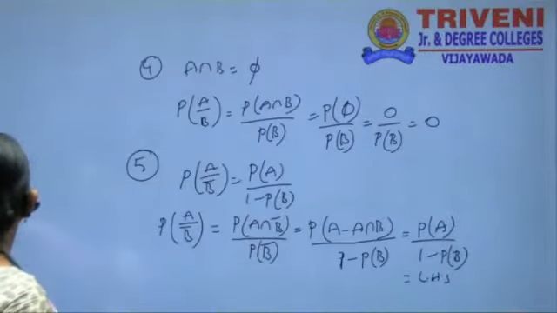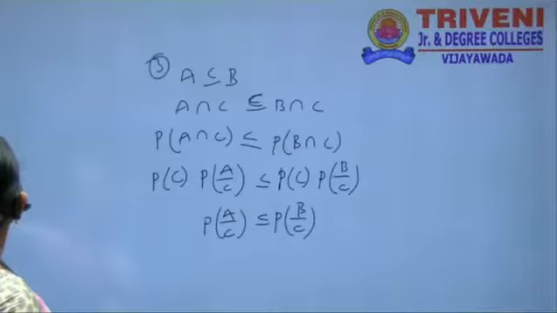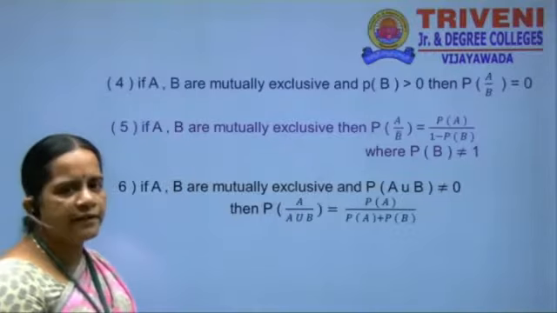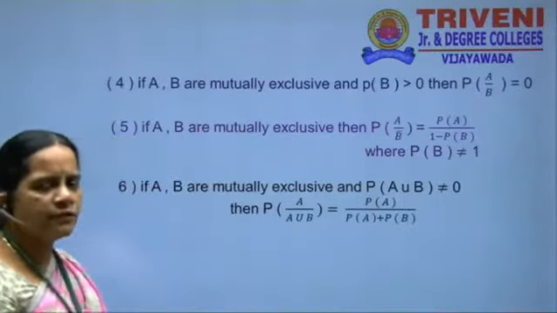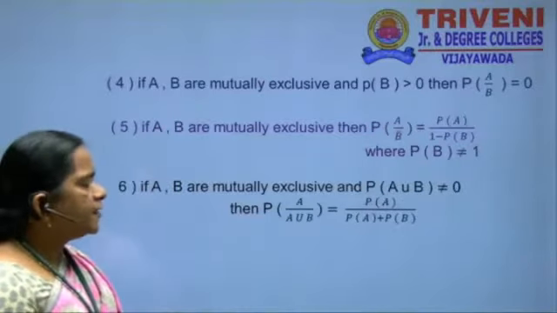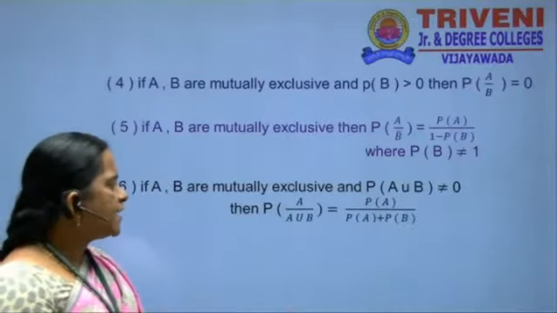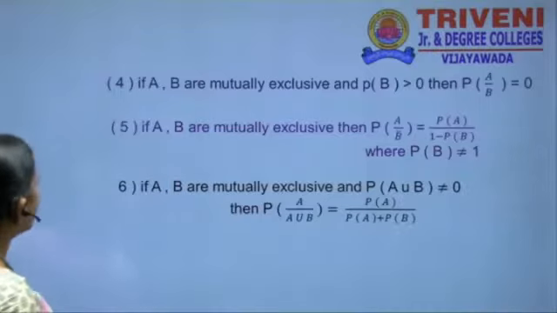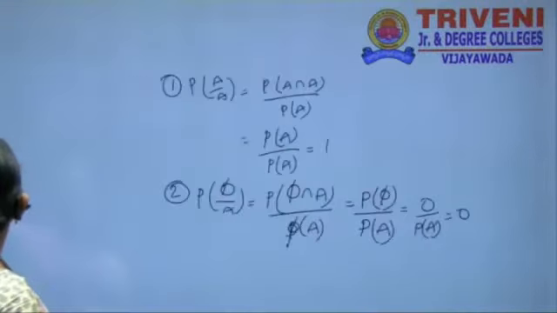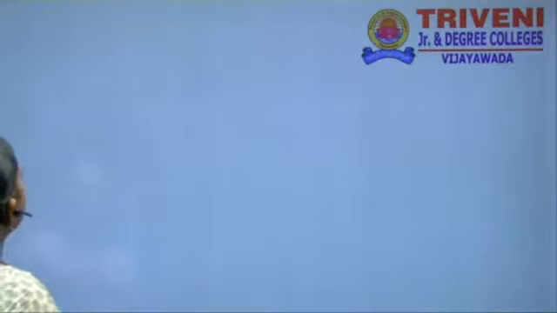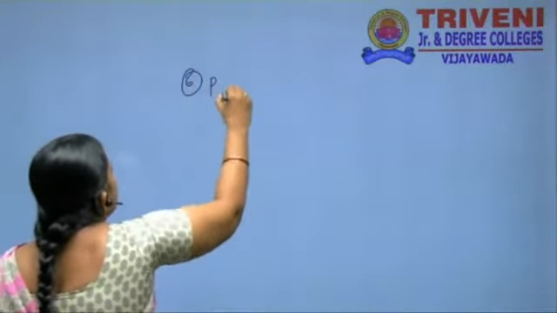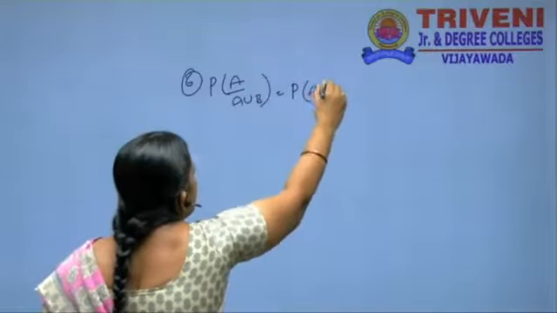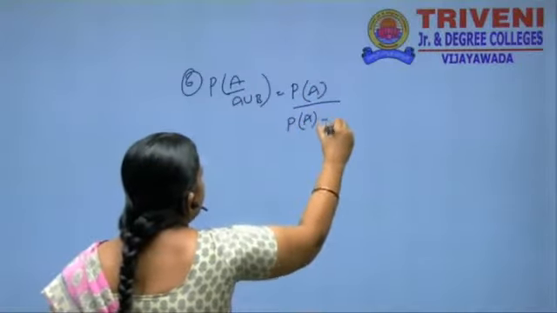Next, the sixth bit. What is the sixth bit here? If A, B are mutually exclusive events and P of A union B is not equal to 0, then P of A by A union B is equal to P of A by P of A plus P of B. We have to prove that. Then you take the LHS, P of A by A union B.